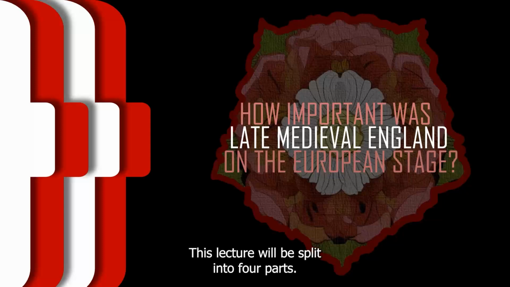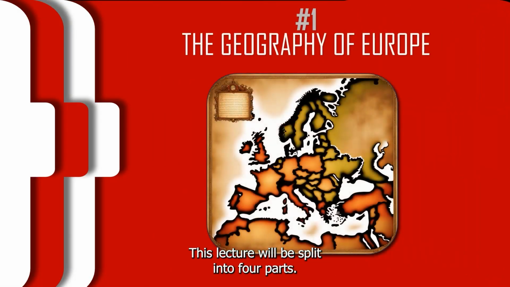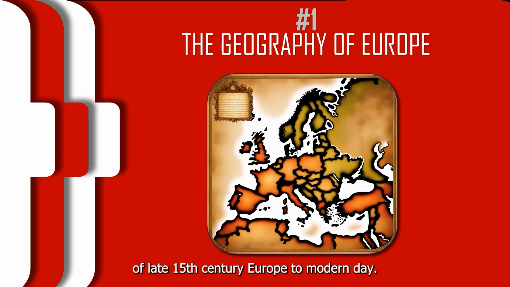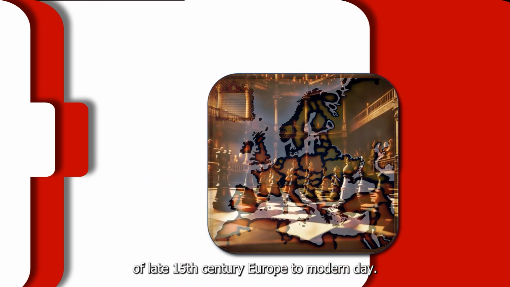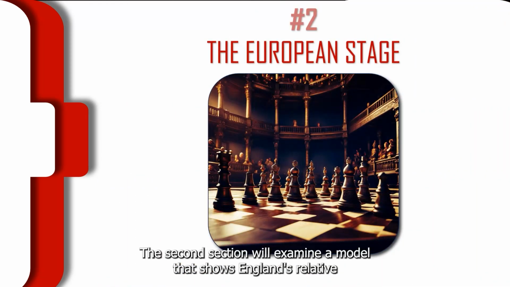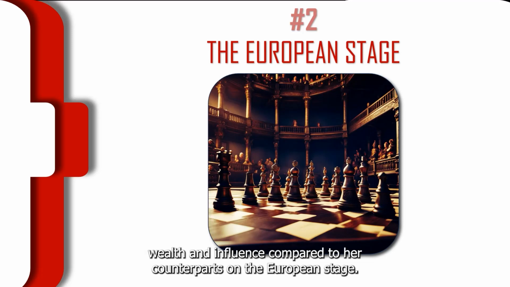This lecture will be split into 4 parts. The first section will compare the political geography of late 15th century Europe to modern day. The second section will examine a model that shows England's relative wealth and influence compared to her counterparts on the European stage.